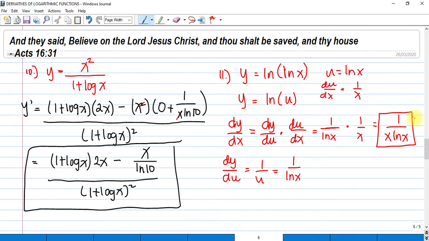So pretty much easier, right? Some of the students are really confused with this ln of the ln of x. How do you find the derivative of that?